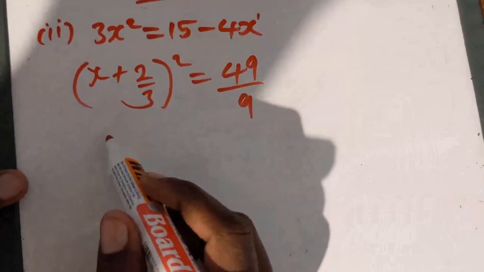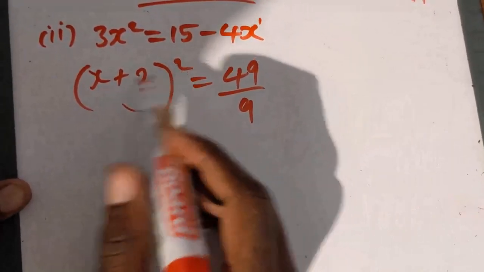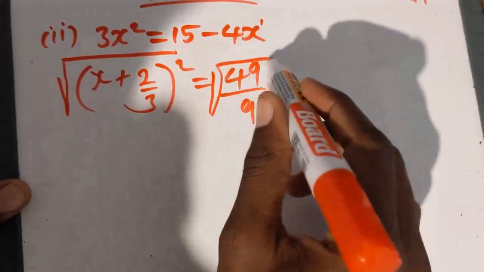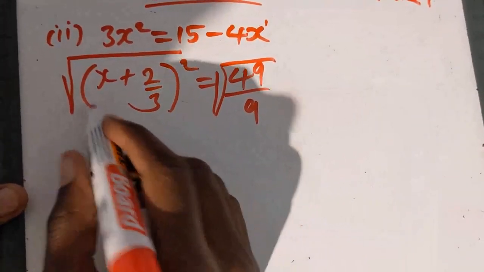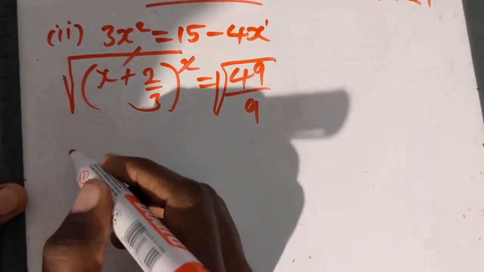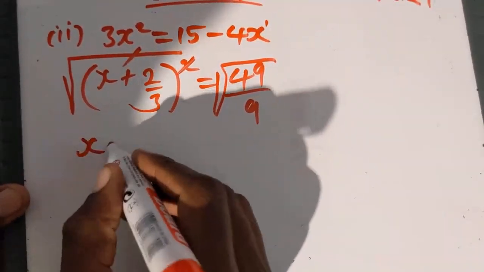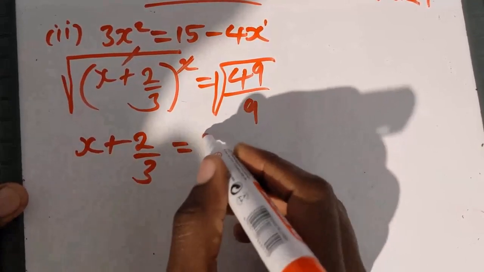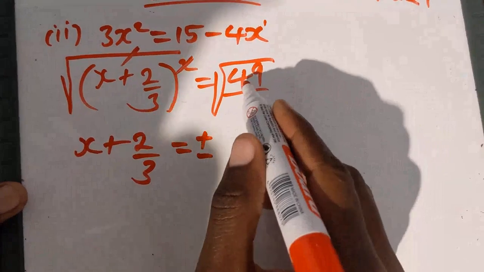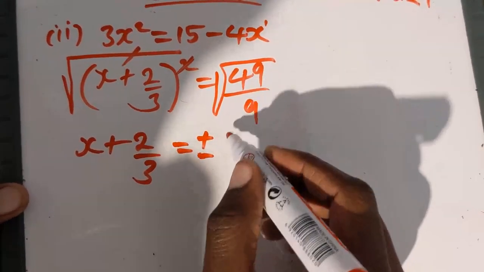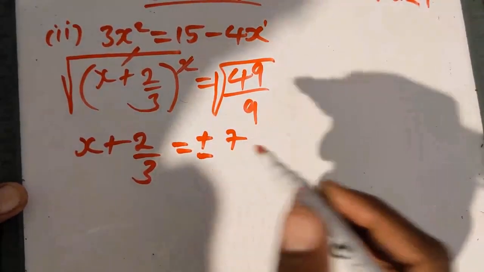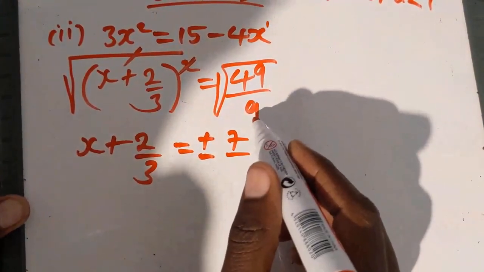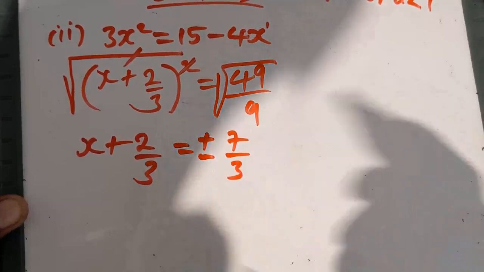Okay, so from here I said that to get rid of the square, you introduce the square root on both sides. Okay, so meaning that we are going to have this is going to go with that. Then we have x plus 2 over 3 is equal to positive or negative. What is the square root of 49? The square root of 49 is just 7. Okay, 7 times 7 is 49. So what about the square root of 9? The square root of 9 is 3. 3 times 3, it is 9.